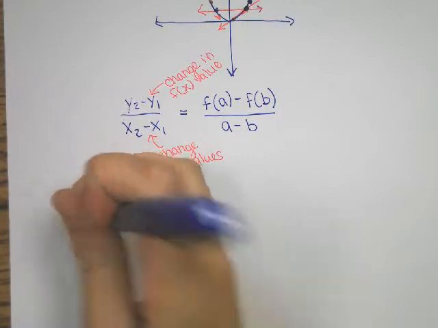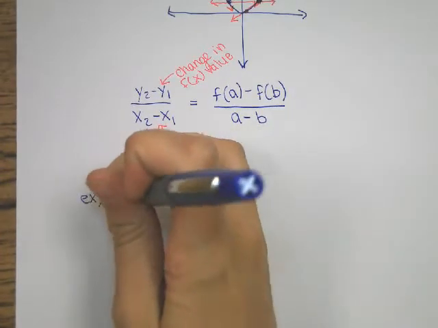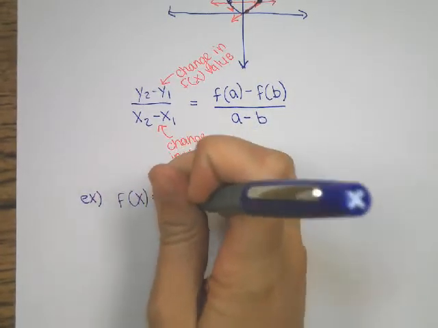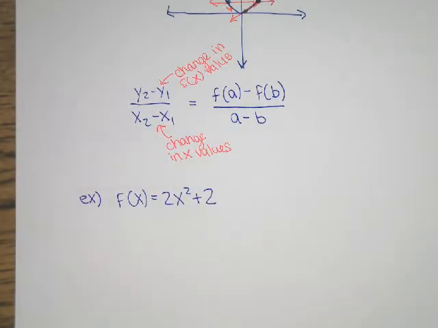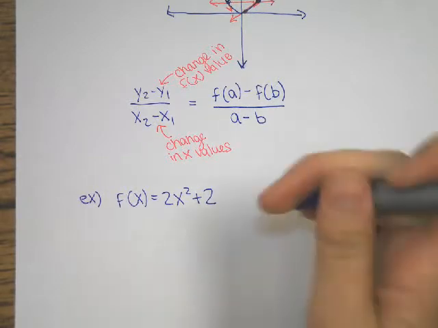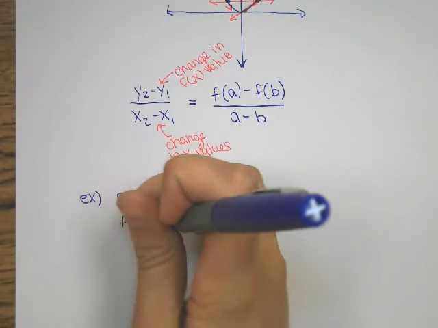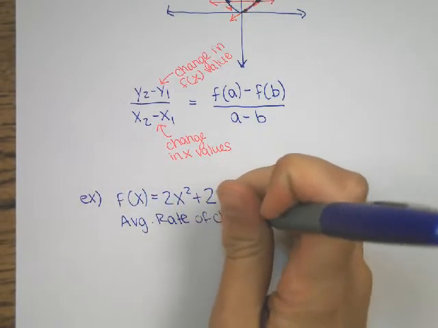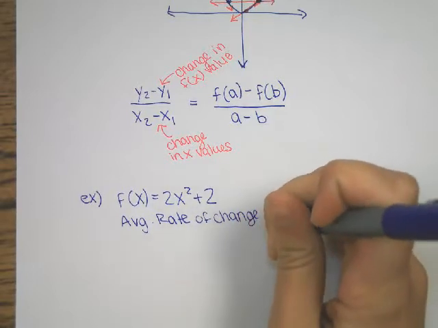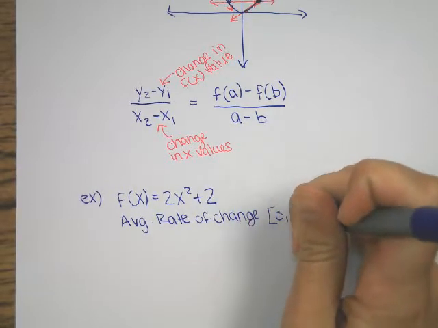So let's do an example. I've got a function that's 2x squared plus 2, and I want to find the average rate of change on the interval 0 to 1/3.